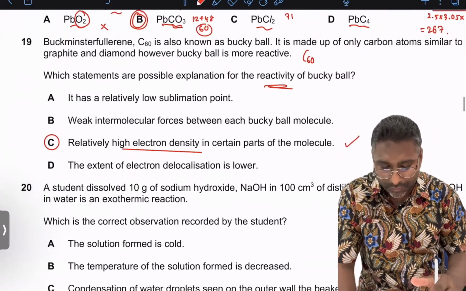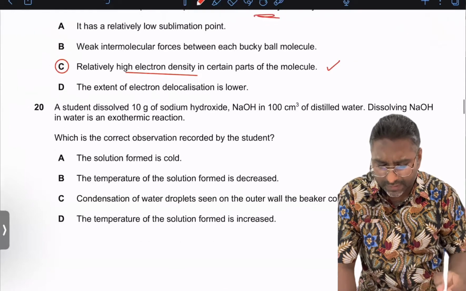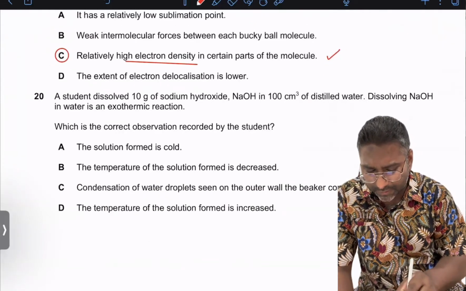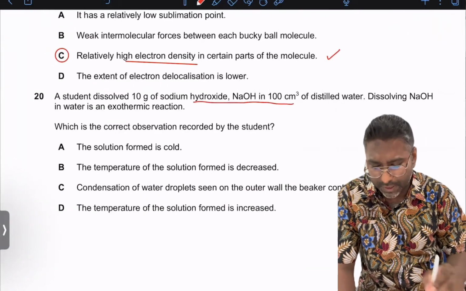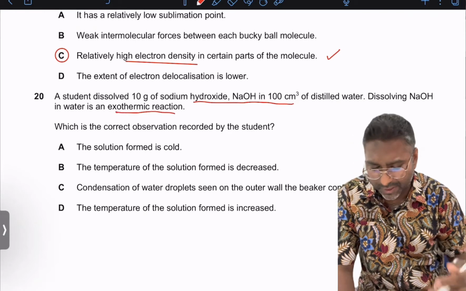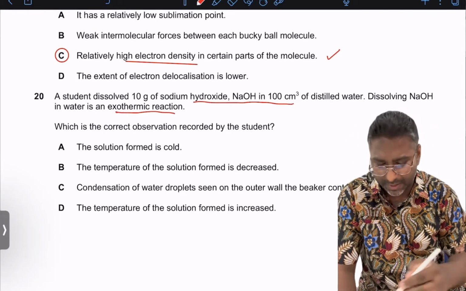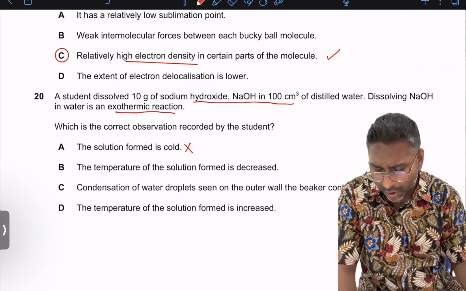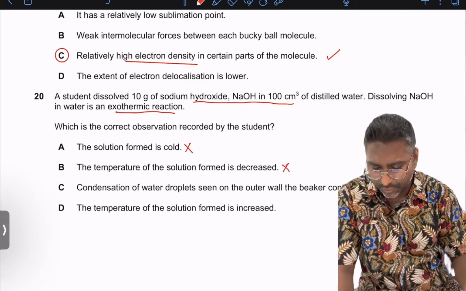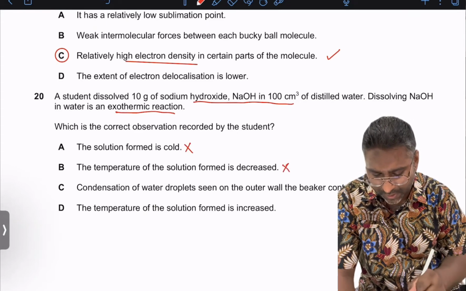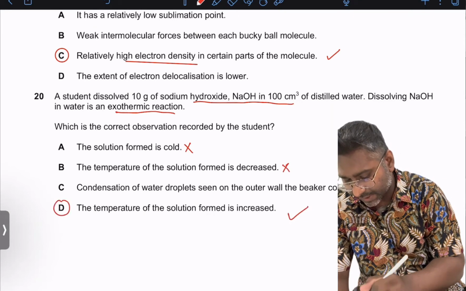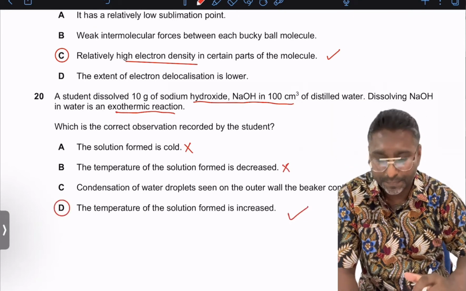Okay, now 20. They say that you dissolve sodium hydroxide in distilled water, which is an exothermic reaction. What is the correct observation? Exothermic, it's going to become hot, yeah. So temperature decrease, no. So temperature is increased. So the answer is going to be D. And this is quite easy.